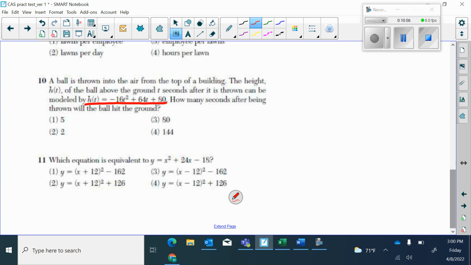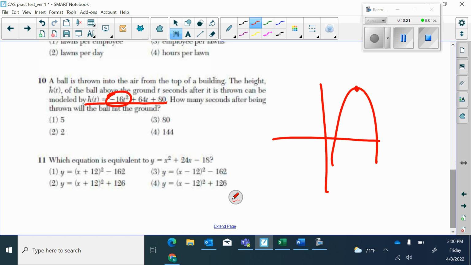Okay, how do I find the... this opens down, see that negative 16t squared? That's really narrow, right? That's the shape of the graph, and it opens down. So it looks something like this. Okay, but narrow. Now notice this, how many seconds after the ball is thrown will the ball hit the ground? Okay, so it's gonna hit the ground when the height is 0, right? Height's 0. Okay, this is the height, h of t. This is time for seconds, t. So we want to set it equal to 0.